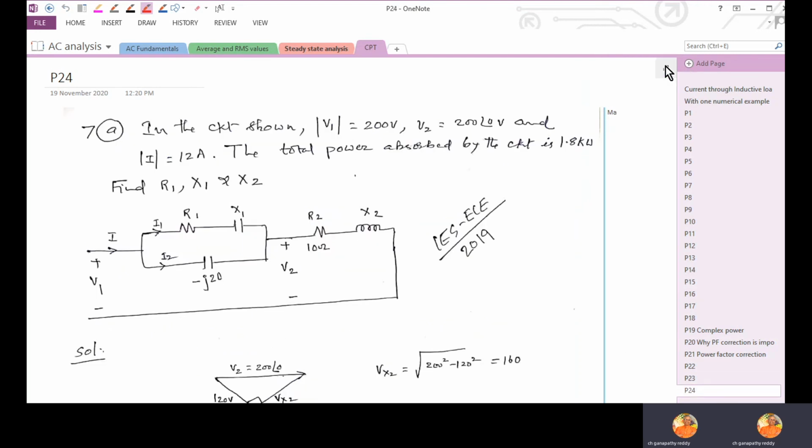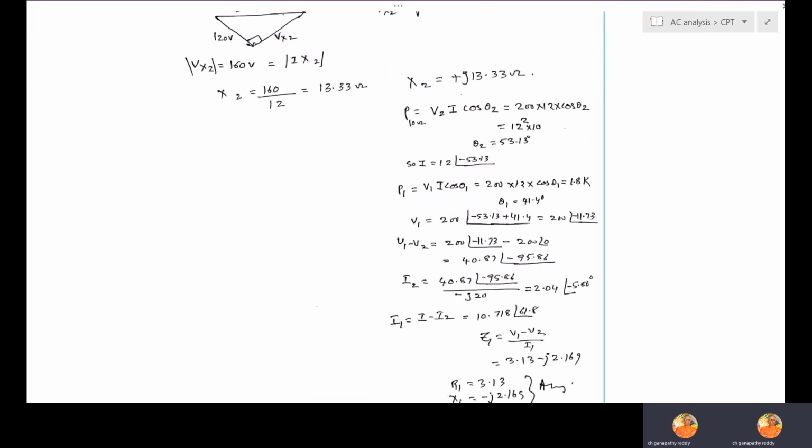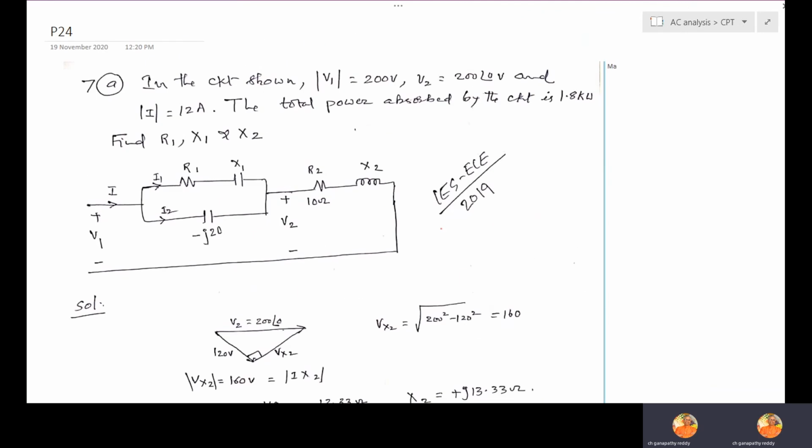The last problem. Don't be afraid of it. In the circuit shown, V1 magnitude is 200 volts.